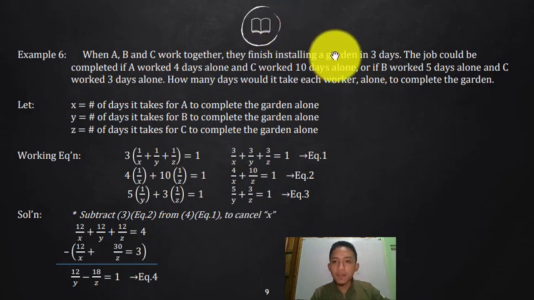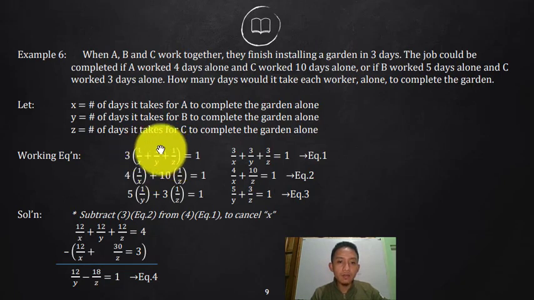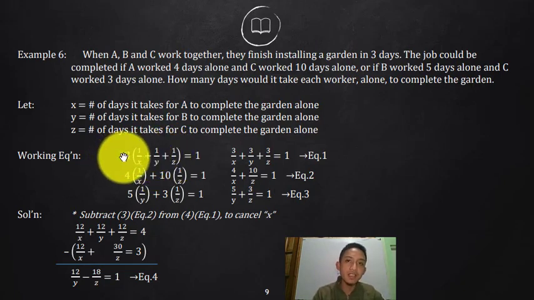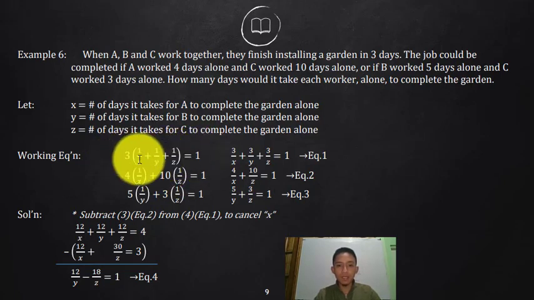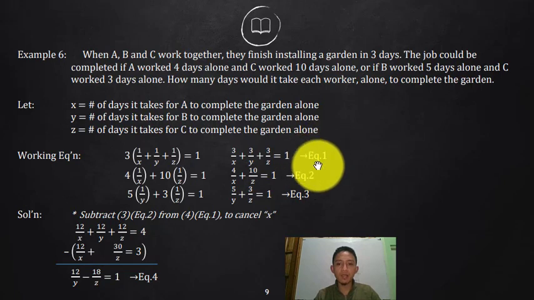And it says that they can finish that garden in 3 days if they work together. So multiply what all of them can finish in 1 day by 3 days, then they will finish the one job. One job, because it says just to finish the garden. But for example, let's say they will finish 3 gardens, that should equal 3. However, again, we are only talking here of finishing one garden. So one job, so equals 1. Let me just simplify that for you to have the equation. Distribute, so that will just be 3 over x plus 3 over y plus 3 over z equals 1. That will be our equation 1.